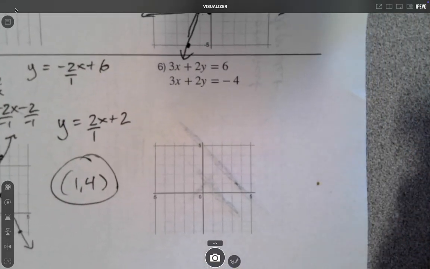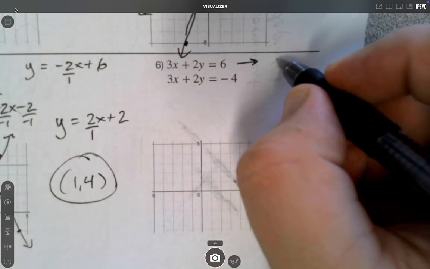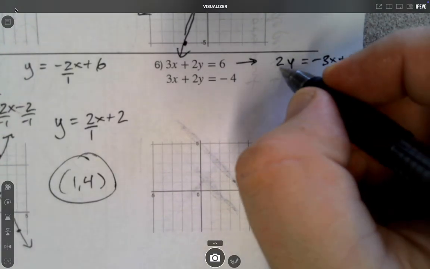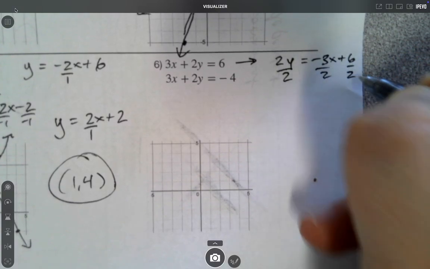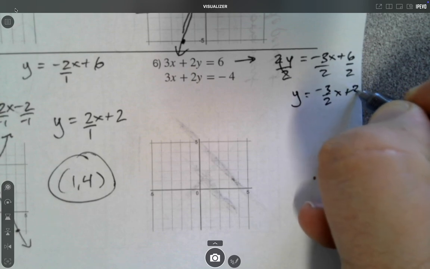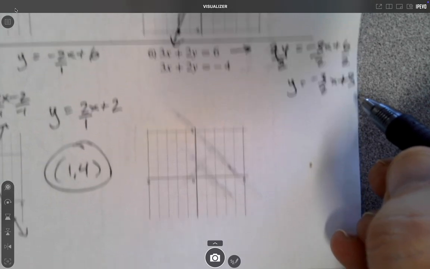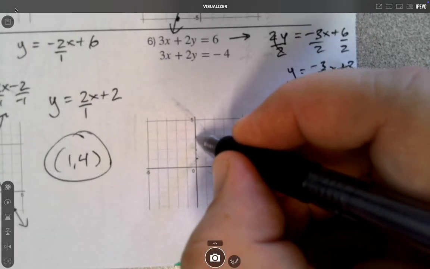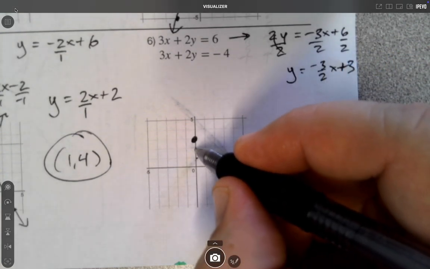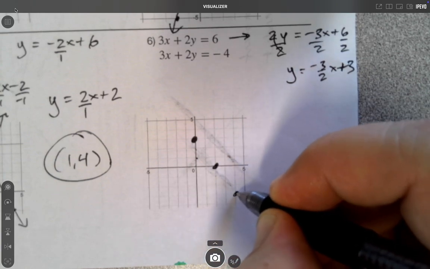Okay, last one. Want to get y by itself? So on this top one, I'll need to subtract 3x from both sides, get 2y equals -3x plus 6. Then I divide everything by 2 to get y by itself. That gives me y equals -3/2 x plus 3. So this one has a y-intercept of +3, and it's a slope of -3 over 2. So I go down 3 and over 2.